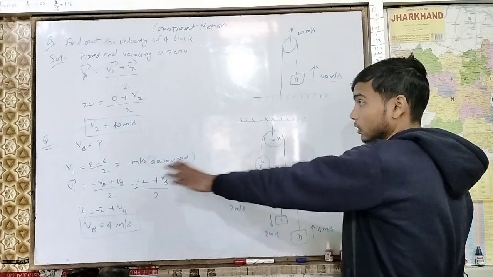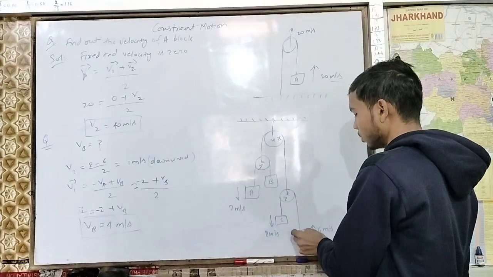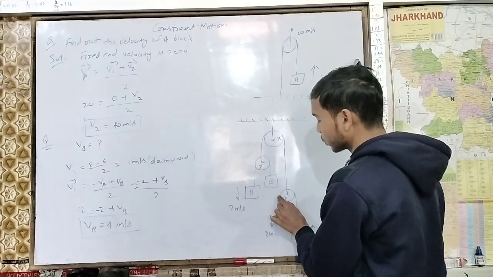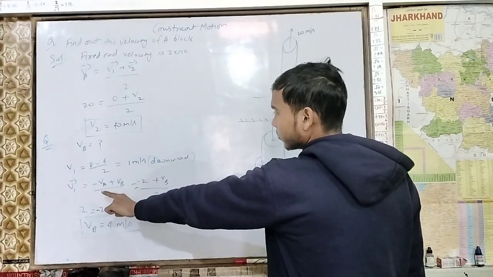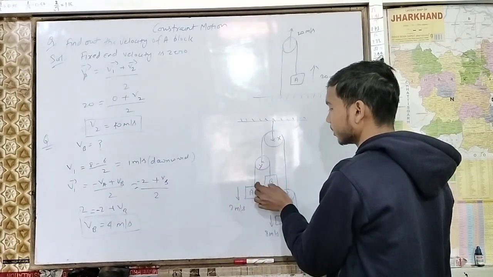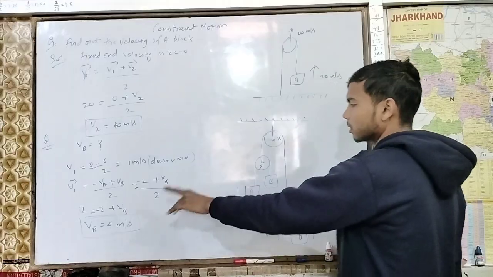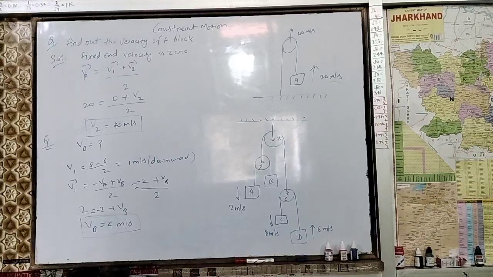First of all, we found the velocity of the pulley from this pulley. So over here we got the velocity of this pulley, which was also for Y. Then we write V1 is equal to minus 2 plus VB upon 2. V1 is 1 meter per second. Just simplify this. Velocity will be your 4. Now next.